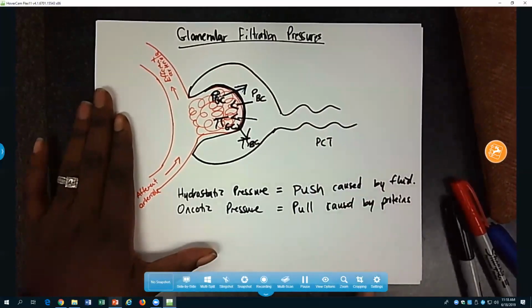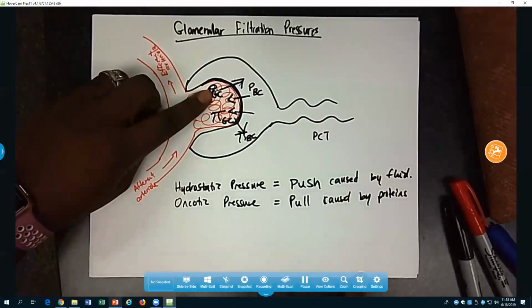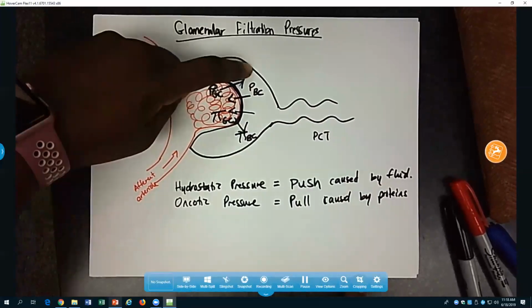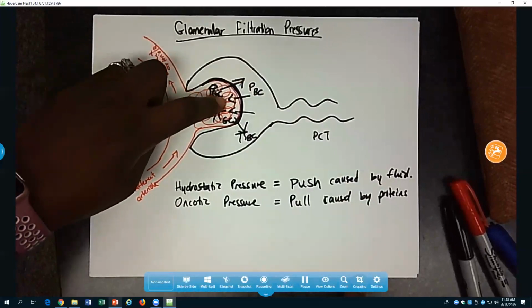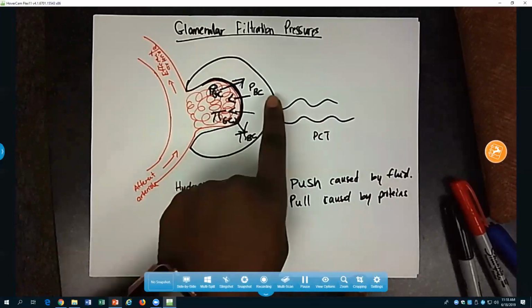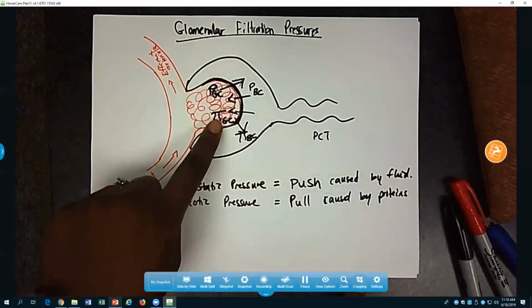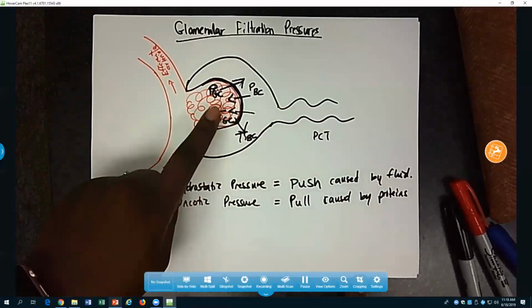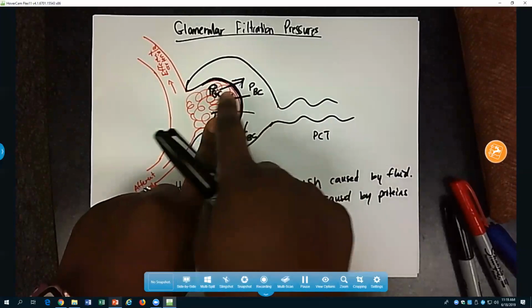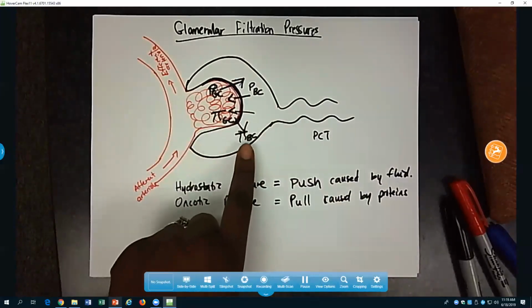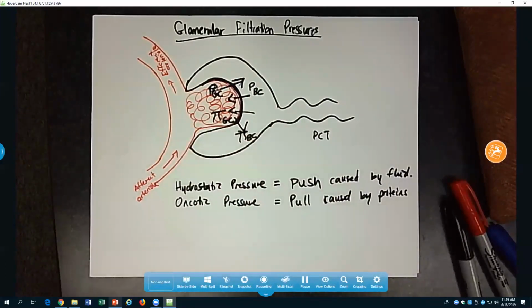I'm sorry, this is getting a little messy, but I hope you can see that. So we have the hydrostatic pressure of the glomerular capillary exerting a push across this membrane. We have the hydrostatic pressure of the Bowman's capsule exerting a push in the opposite direction, back into the glomerulus. We have the oncotic pressure of the glomerular capillaries pulling from the Bowman space into the capillaries. And then we have the oncotic pressure in the Bowman's capsule, which is pulling fluid from the glomerulus over into the Bowman space.